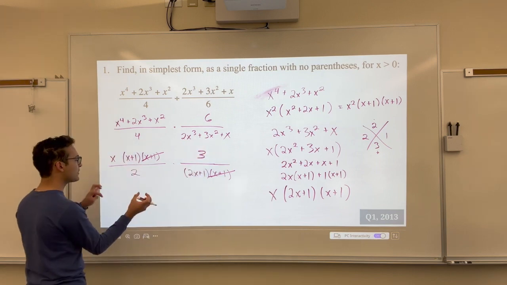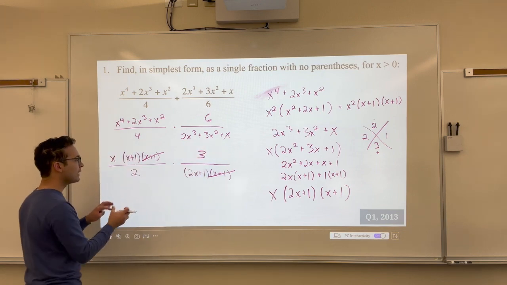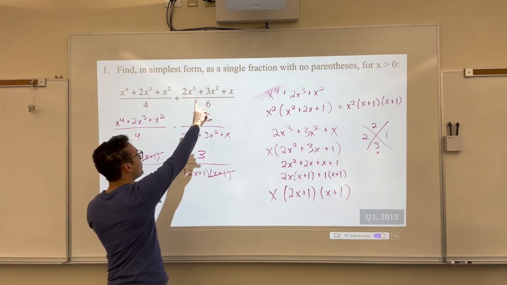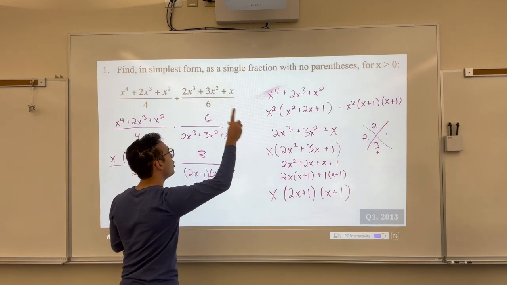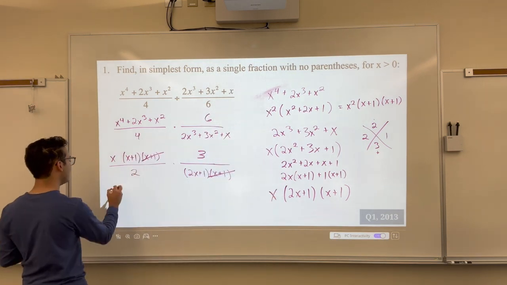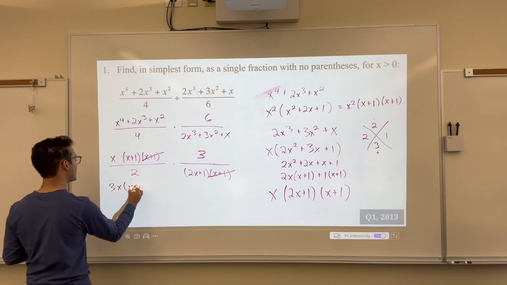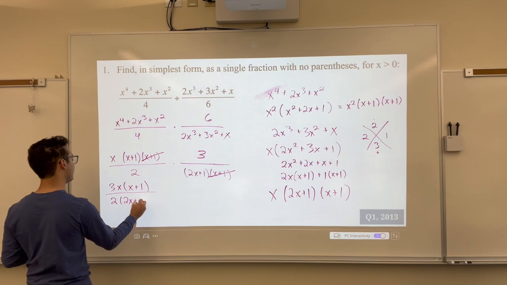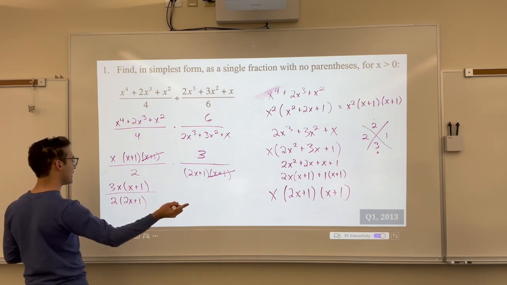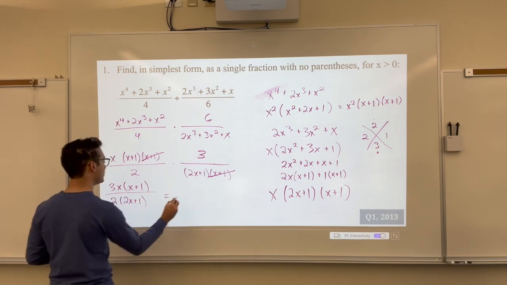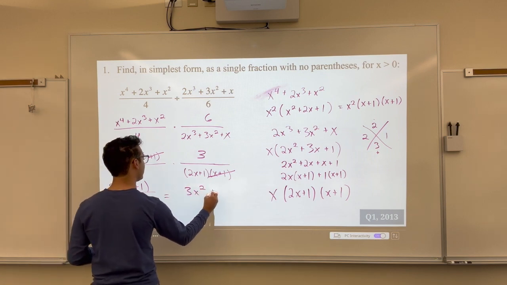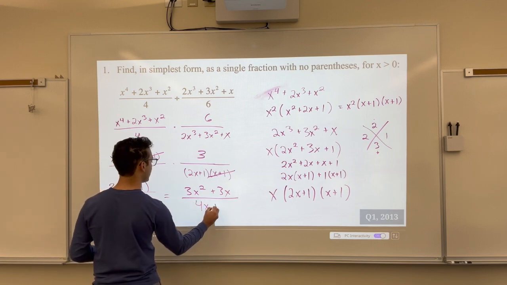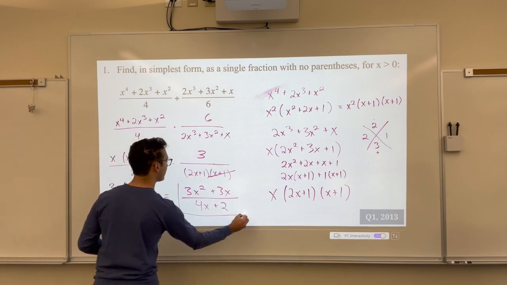So now let's go ahead and put this all into one fraction, and then that fraction is going to be in factored form, so we're going to have to expand it, because it tells us we want it as a single fraction, but we want no parentheses. So let's go ahead and do that. Here we have 3x times x plus 1, and then on the denominator we have 2 times 2x plus 1. So now expanding that will get us our final answer. So we will say this is equal to 3x squared plus 3x, and then divided by 4x plus 2. So that is our final answer.